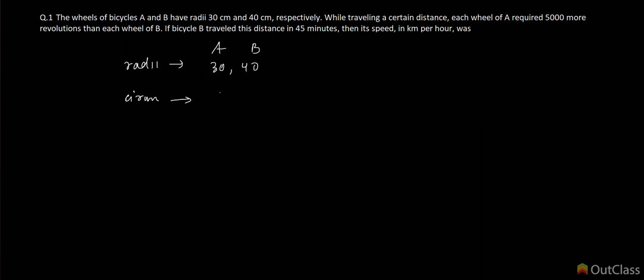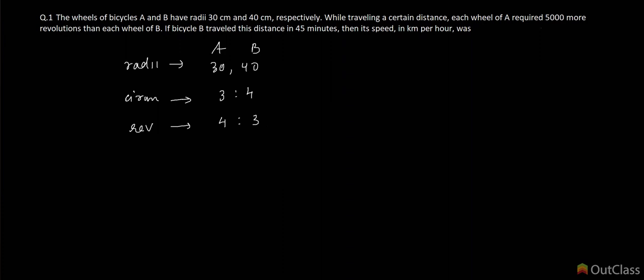So circumferences are also going to be in the ratio 3:4. And both cycles are moving the same distance. So we are talking about circumference and revolutions. The product is a constant. So revolutions is going to be inversely proportional to the circumference. That means the number of revolutions done by A and B: A is smaller wheels, so it's going to do more revolutions. And this ratio is 4:3.